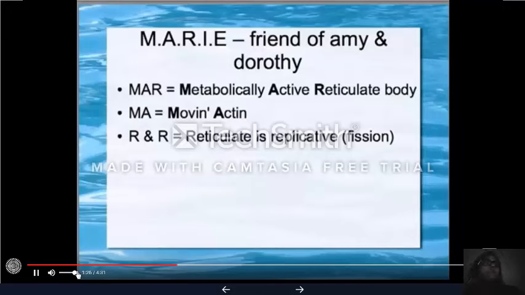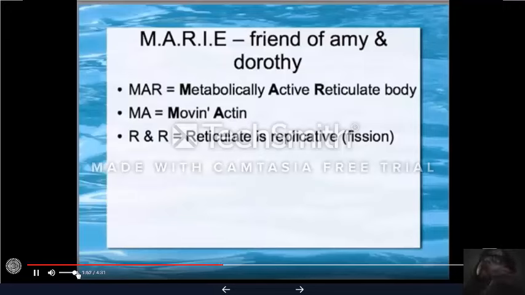A also helps, just the letter A also helps me remember about actin organization, which allows uptake of the organism via endocytosis. The RNR part also helps me remember reticulate body being replicative, be efficient. INE, that says to me infectious elementary body.